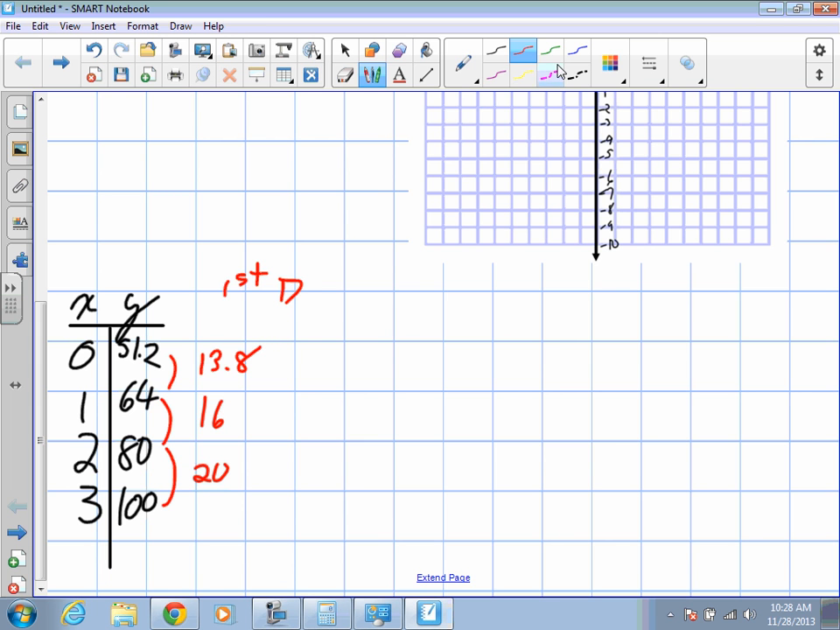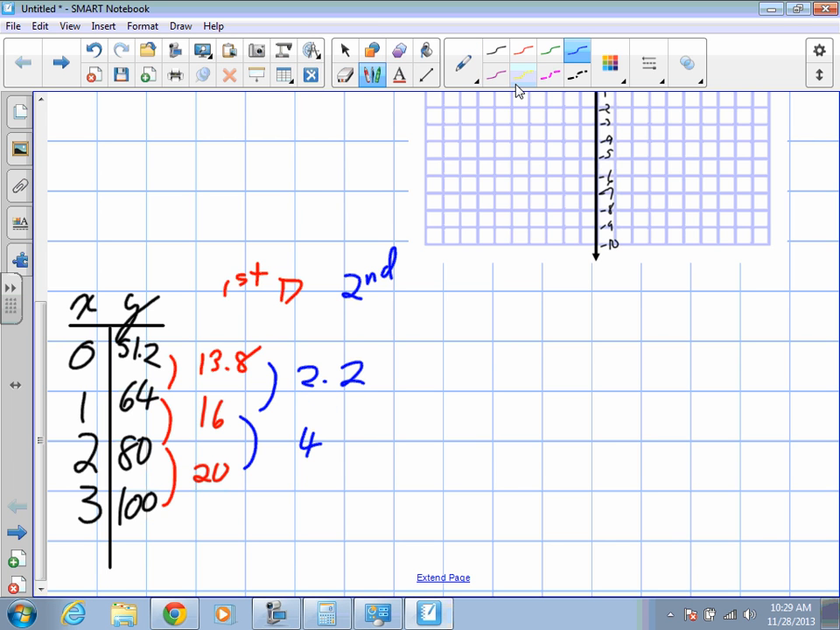Good. Is this a linear relationship? No, our first differences are not the same, so that is not linear. Let's go to second differences. 20 subtract 16, 4. 16 subtract 13.8, 2.2. Good. Are the second differences the same? No. So we're not linear or quadratic.